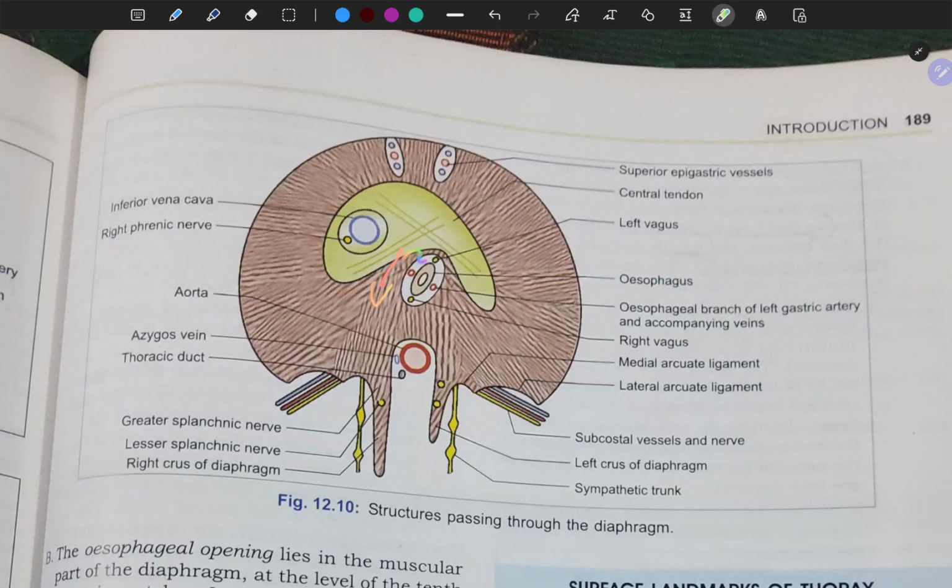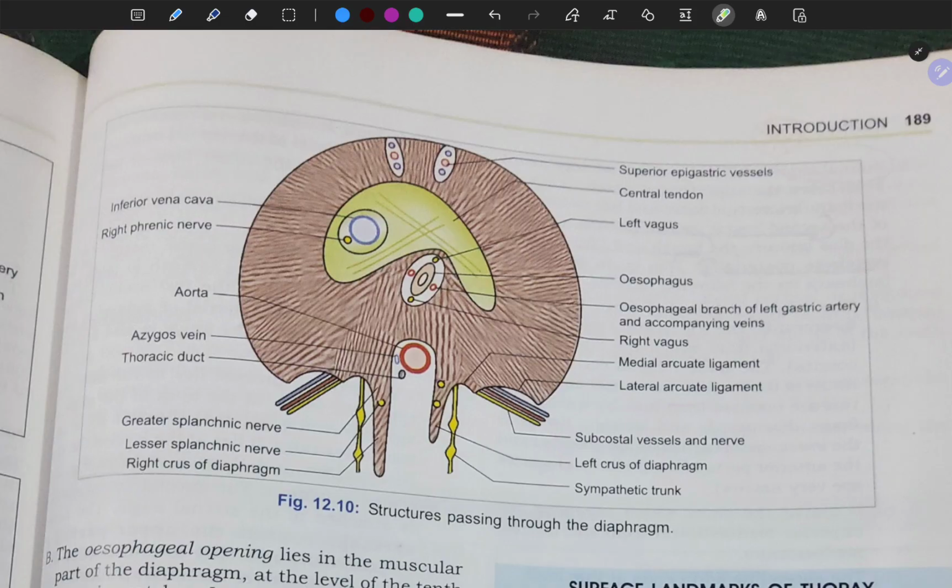This is the right crura and the left crura of the diaphragm. Along with the esophagus, we will be having left gastric artery branches and right vagus nerve and left vagus nerve. At the level of T12, we will be having the vessels: azygos vein, aorta, thoracic duct. On either side of the crura of the diaphragm, you will be having the sympathetic trunk. A very important anatomical landmark. And from beneath the arcuate ligament, subcostal vessels and nerves arise.